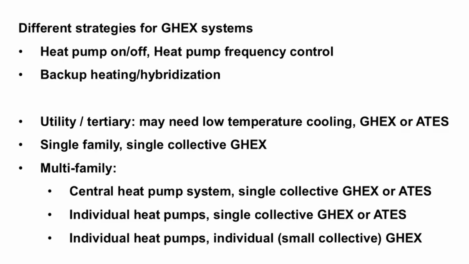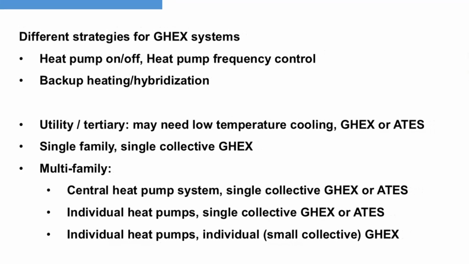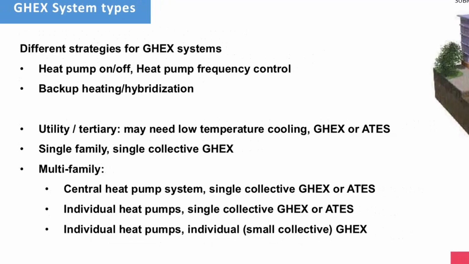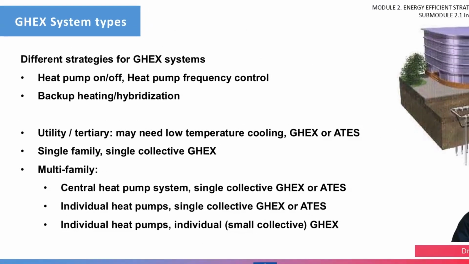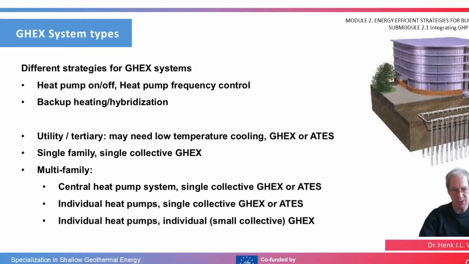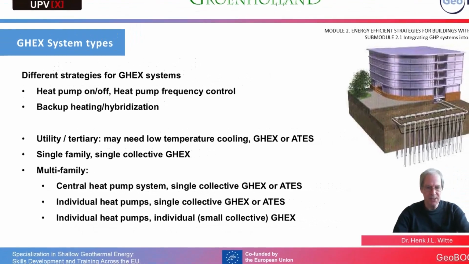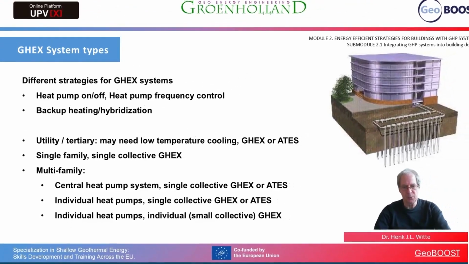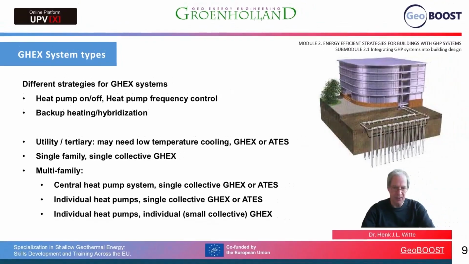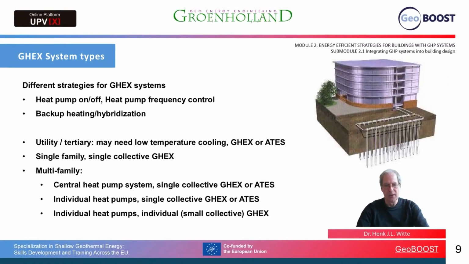And we can have the situation where all the apartments have their own heat pumps, so again, individual heat pumps, but every apartment is connected to its own small collective ground heat exchanger. And then we can even mix it, where several apartments together use a couple of ground heat exchangers, but more small collective systems are used for the whole apartment building.